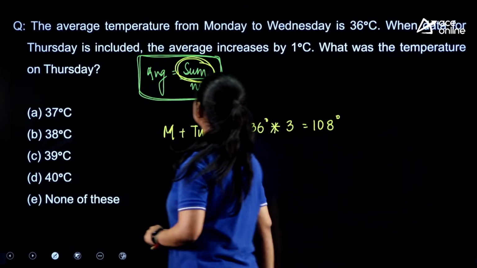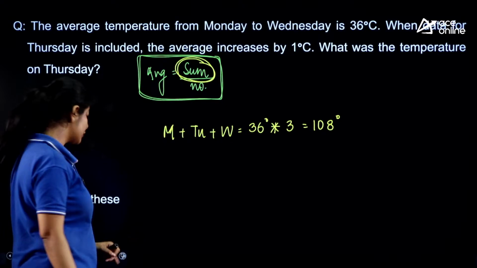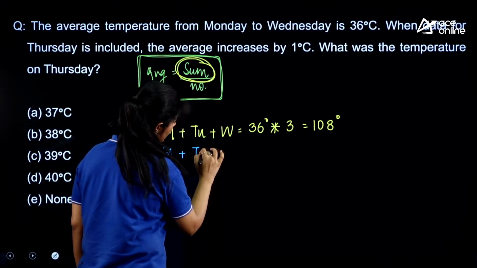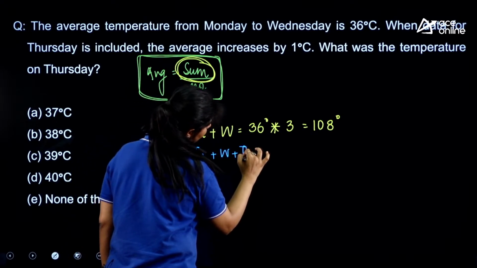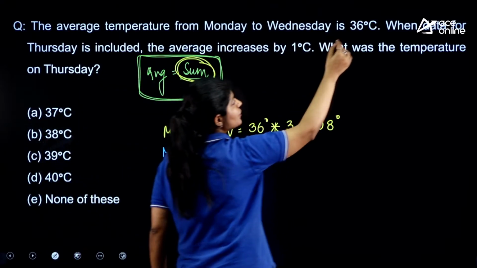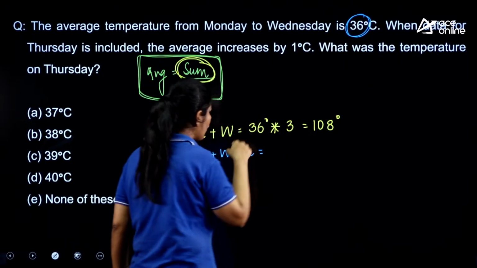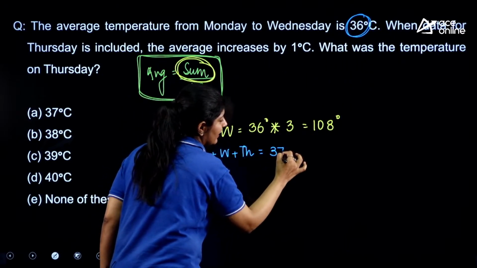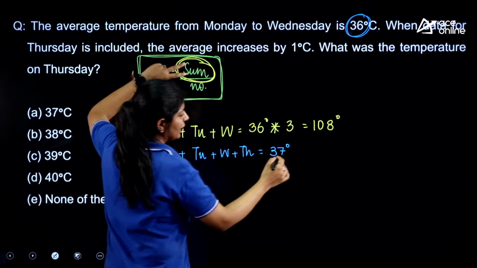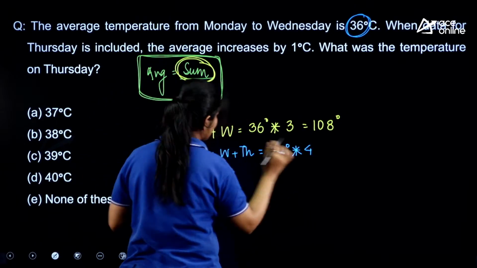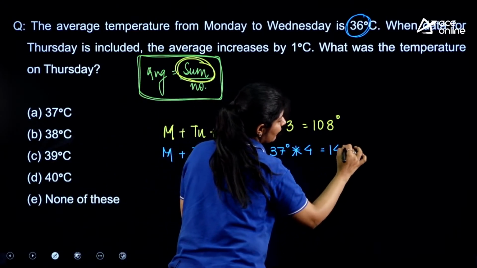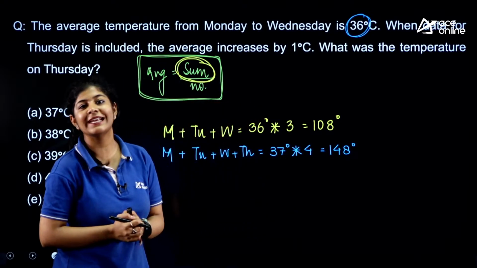Now, the question is saying that when the temperature of Thursday is also included, now we are including Thursday, Monday plus Tuesday plus Wednesday plus Thursday, in that case, the average is increased by 1. So the initial average we are having is 36 degrees. Now because of this, the average becomes 37 degrees, right? Now again we are dealing with the sum, so we need to multiply it by 4. Why 4? Because now the number of observations has increased. So the total temperature that we are getting for these 4 days is 148 degrees Celsius.